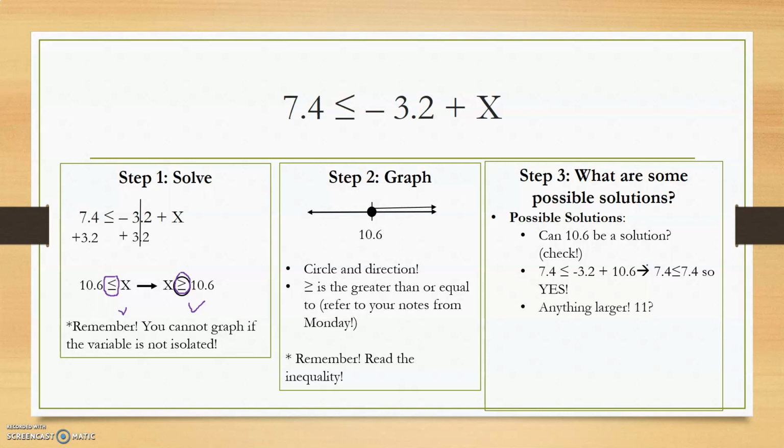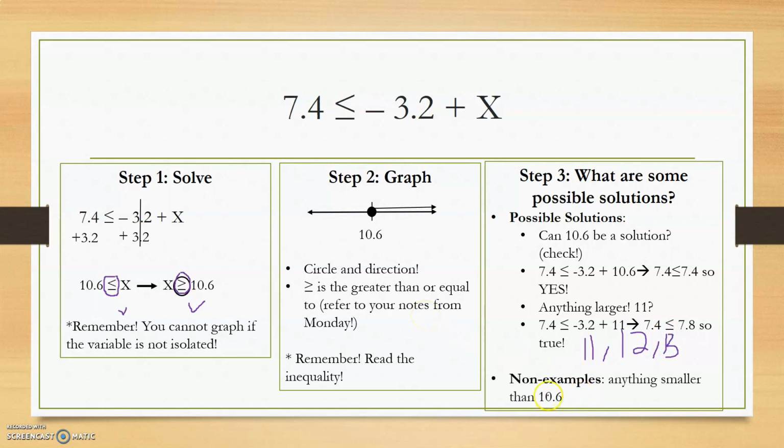So that means anything larger than 10.6 would also work. So let's try 11. So 7.4 is less than or equal to negative 3.2 plus 11. That would give me 7.4 is less than or equal to 7.8. That's a true statement. So you could try 11, you could do 12, you can do 13, and so on. These are all possible solutions, including 10.6.